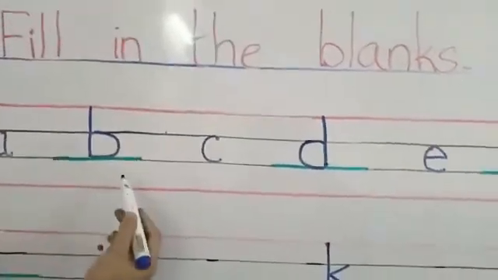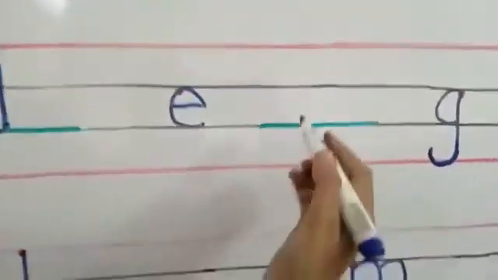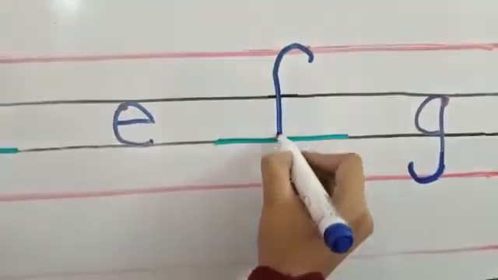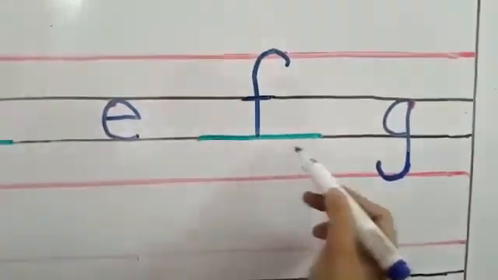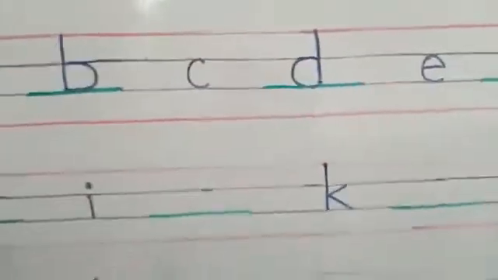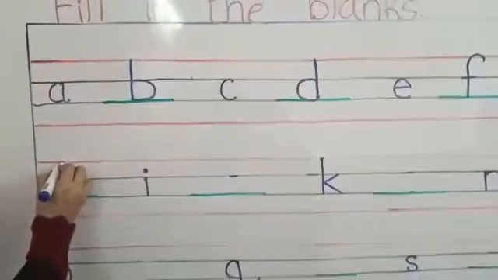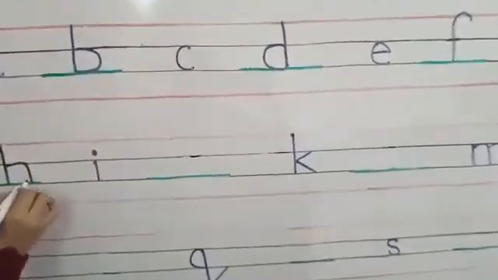A, B, C, D, E. What comes after E is F. So we will write F in this blank like this. After F is G. So after G, the letter which comes is H. So we will write H in this blank like this.